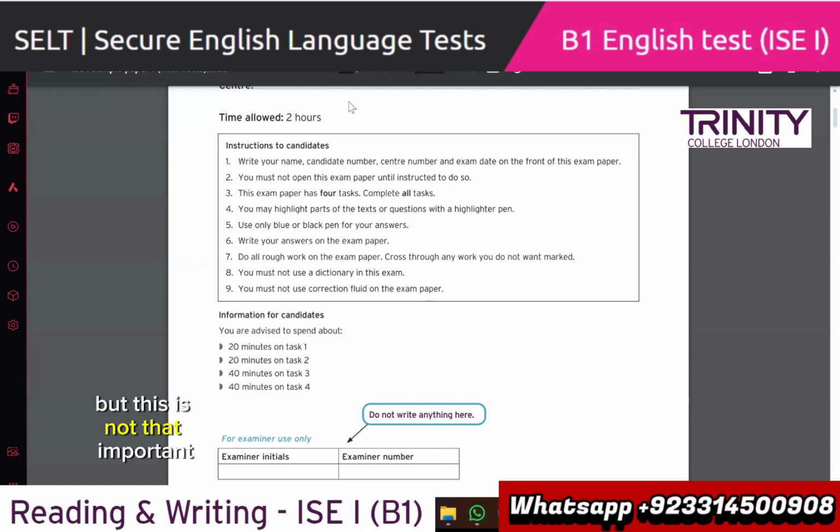But it is not that important that you distribute your time like this. I would suggest 1 hour for reading and 1 hour for writing. Okay, 30 minutes for reading task 1, 30 minutes for reading task 2, 30 minutes for writing task 3, and 30 minutes for writing task 4.